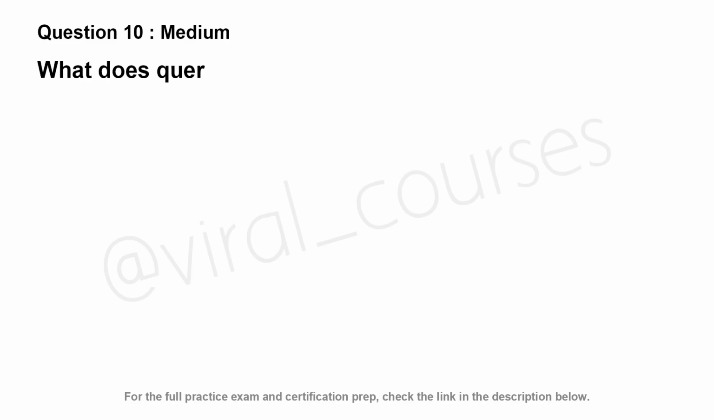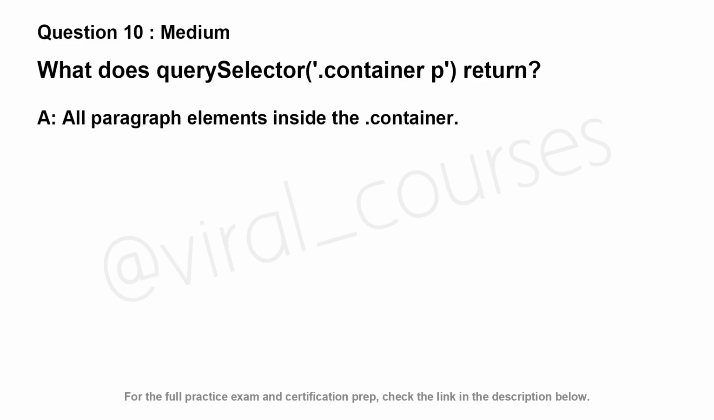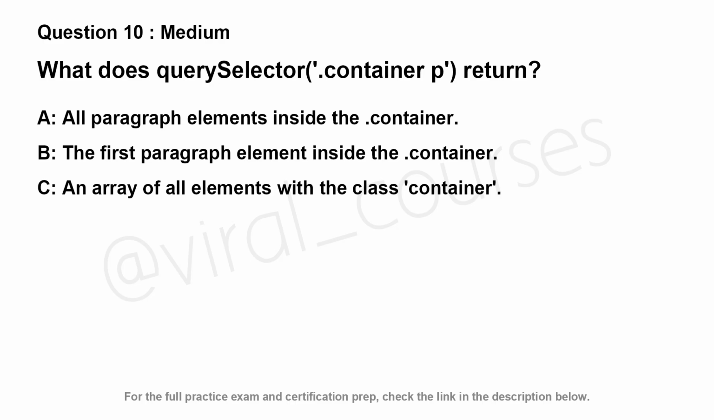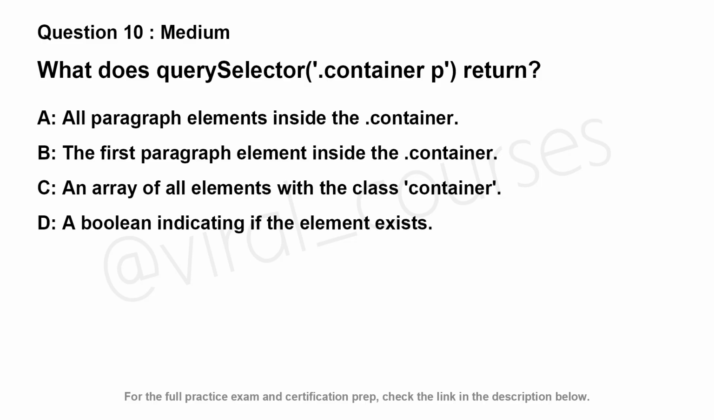What does querySelector('.container p') return? Option A. All paragraph elements inside the container. Option B. The first paragraph element inside the container. Option C. An array of all elements with the class container. Option D. A Boolean indicating if the element exists.